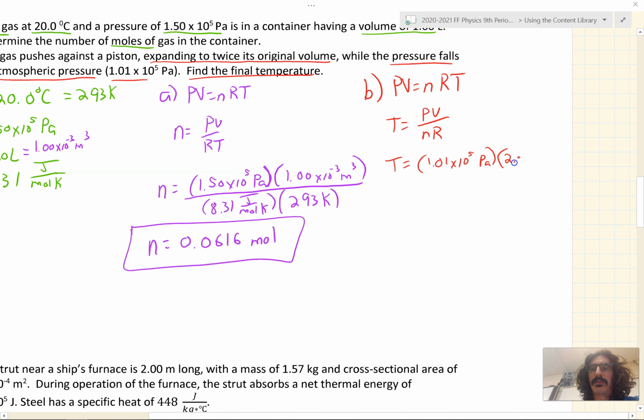2.00 times 10 to the negative 3 meters cubed, all over the number of moles, that's 0.0616, times R, 8.31 joules per mole times Kelvin. Plug and chug, and we get a temperature of 395 kelvins.